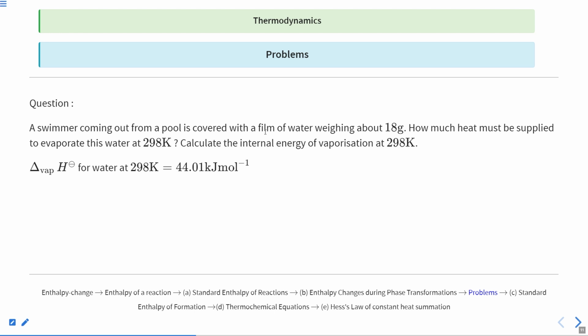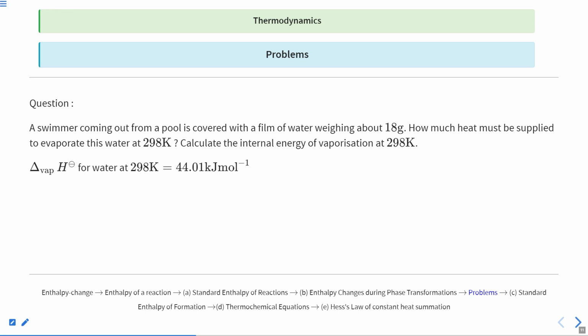So here's a question for you. A swimmer coming out of a pool is covered with a film of water weighing about 18 grams. How much heat must be supplied to evaporate this water at 298 Kelvin? Calculate the internal energy change of vaporization at 298 Kelvin. So two things you have to calculate: the heat supplied and the internal energy. The delta H vaporization of water is already given at 298 Kelvin. It is 44.01 kilojoule per mole.